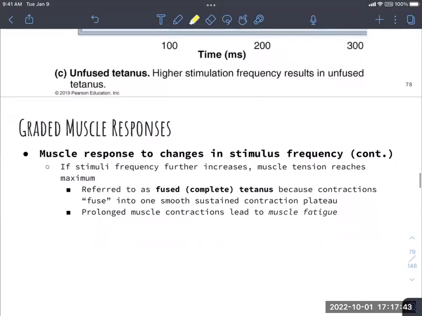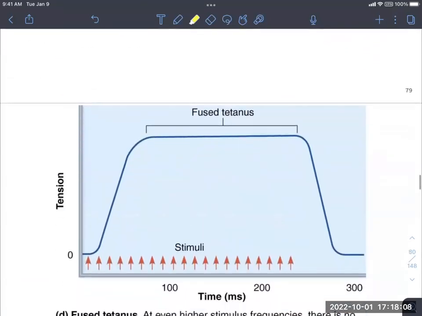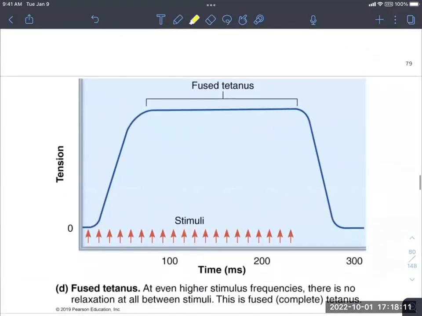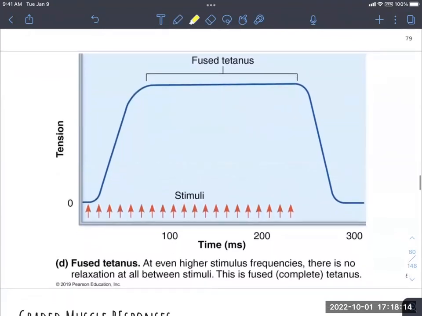So if that stimuli reaches its maximum, there is a maximum point in there. That's what we call fused or complete tetanus. We get one smooth, sustained contraction plateau, but that's also what leads to muscle fatigue because we're using all of our muscle fibers. So you can see all the stimuli being sent, one after another. They just keep coming. That is what causes this nice smooth contraction here.